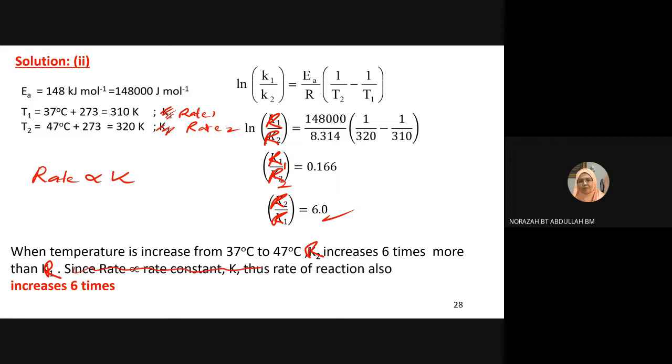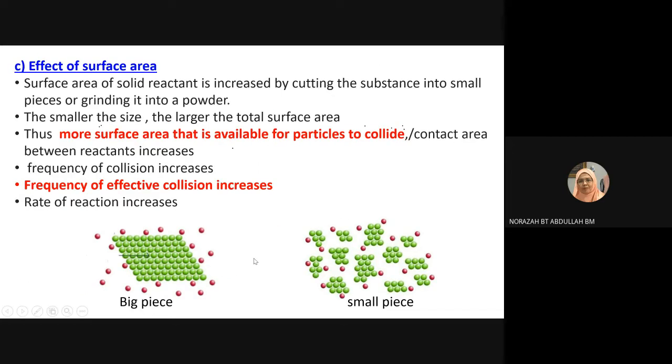So rate akan increase. Betul-betulkan sikit, dia bercakap tentang bukan dengan K tentang rate. Okay, so rate increase 6 times. Seterusnya effect of surface area.